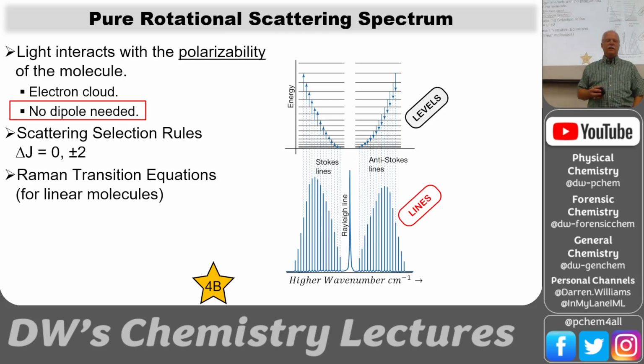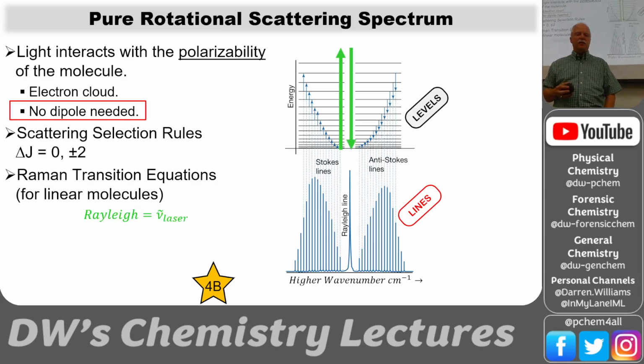So the Raman transition equations for linear molecules are: the laser line, whatever the incident laser is, it comes in, and that's the Rayleigh line. So if you're standing off axis and looking sideways, with the laser coming through here, you're going to see a lot of green light that scatters into your detector, because that's the laser, and it's just bouncing off the molecule, no change in the wavelength of light.